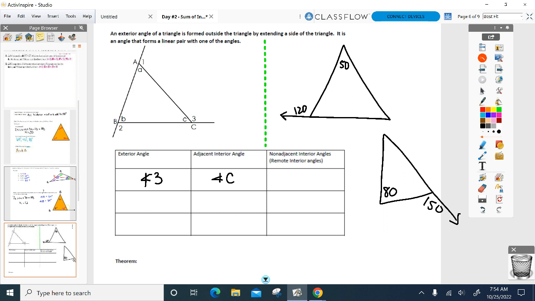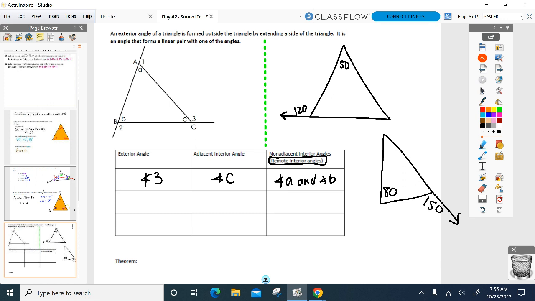Now, what about the other two angles that are non-adjacent but still inside? I'm not a big fan of the phrase non-adjacent. That's a mouthful for me. So I'm going to refer to them as remote interior angles. Again, those are the angles inside the triangle, not next to the exterior. So what would that be for angle 3? The two angles that are inside but not next to angle 3. Angle A and B. Everyone agrees? Remote interior. That's what we're going to call them. The ones not next to the exterior.